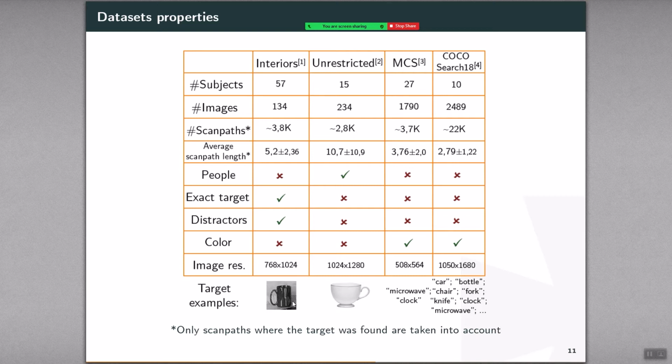there could be others. But the other 3 datasets use a generalized version of the target. For instance, if they had to look for a cup, they had to look for any cup in the image, but there was only one of them. In MCS, targets are restricted to microwaves and clocks, and in Coco Search 18, there are 18 different target categories. There could be a car, a bottle, a chair, and so on. Keep in mind that only scan paths where a target was found are taken into account.